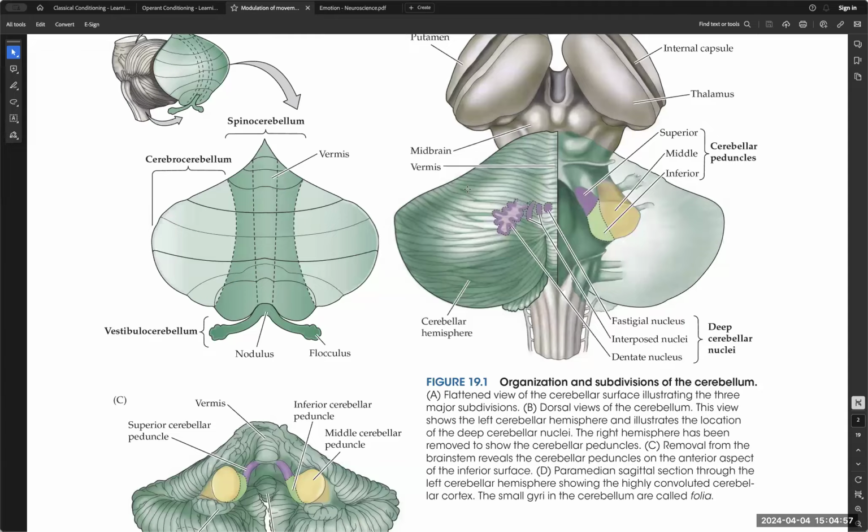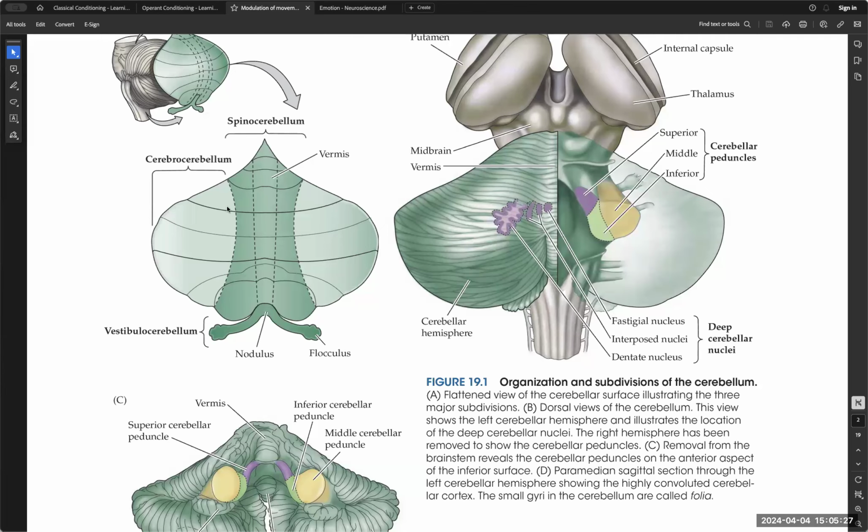Okay, excellent. How does the cerebellum interact with the rest of the brain? Through what? The peduncles, exactly. Superior, middle, and inferior. 3 peduncles. Do you know exactly what each of these peduncles is? Is it afferent? Is it efferent? Is it mixed? Which one of them is afferent? So afferent is the middle.